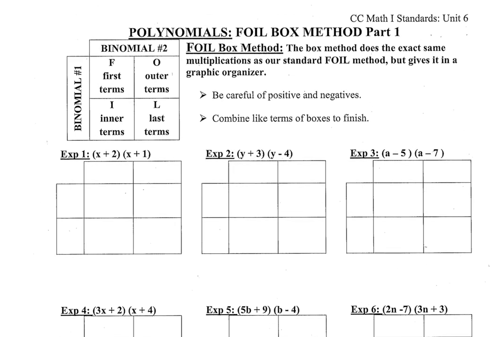Now this is using the box method, but the acronym for this is FOIL. The acronym stands for the fact that you're going to multiply the first terms together, the inner terms together, the outer terms, and then the last terms. This is just a way of making sure you distribute everything in the first binomial to everything in the next binomial or polynomial. So here we go. Make sure you're being careful of your signs and make sure you always combine like terms.